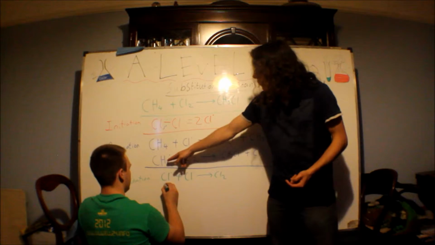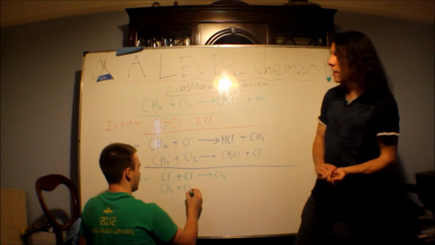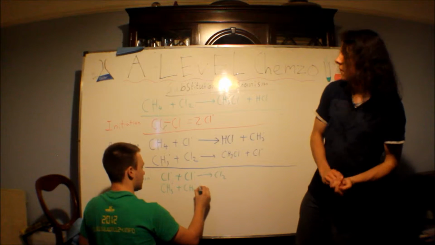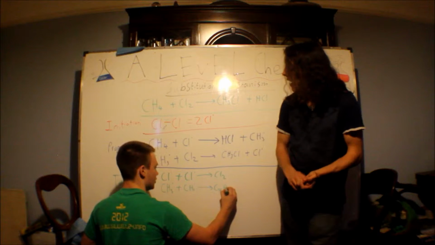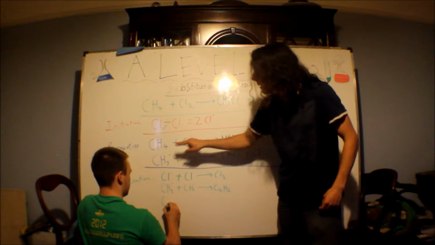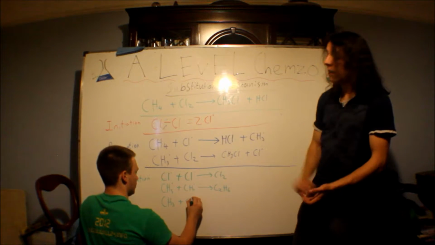Then I guess these 2 methyl radicals can meet each other in the exact same way, except they'd make ethane. You'd have 2 carbons and 6 hydrogens. And then the last one where these 2 could meet, CH3 and Cl, making what we have at the top here again.